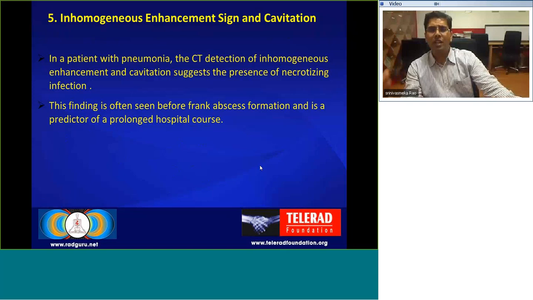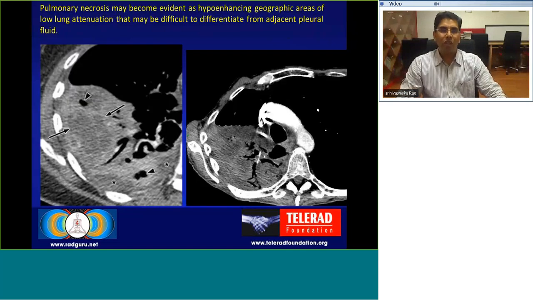Anytime you see this kind of pattern, inhomogeneous enhancement and cavitation, this suggests necrotizing infection. This finding is often seen before a frank abscess is formed. This will necrotize and it will form an abscess, and this will be coughed out through the bronchi and the trachea. Whenever you see this, it means a prolonged hospital course. The patient is going to be in the hospital for a longer time.